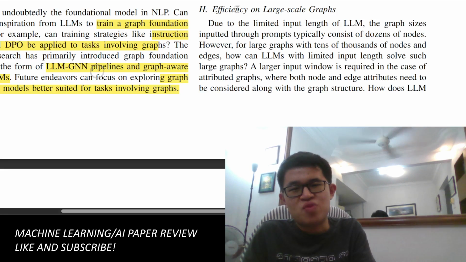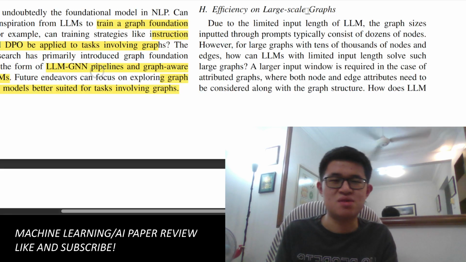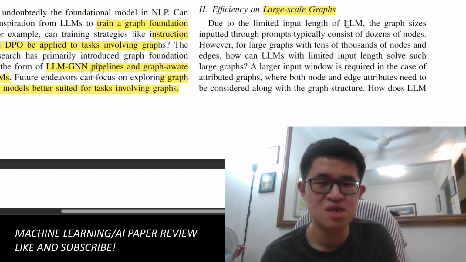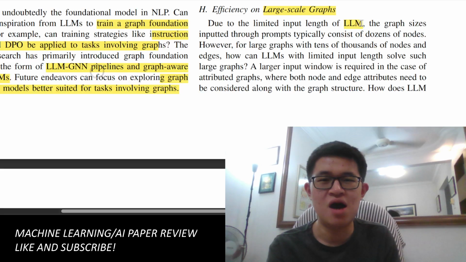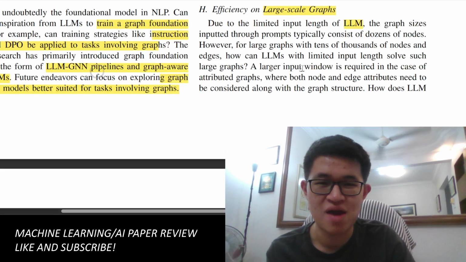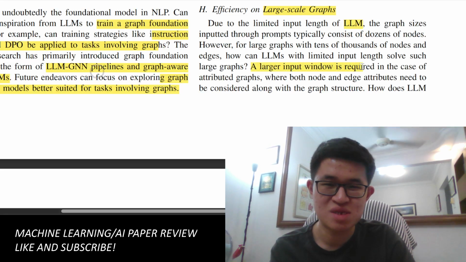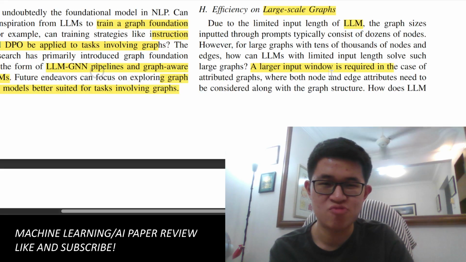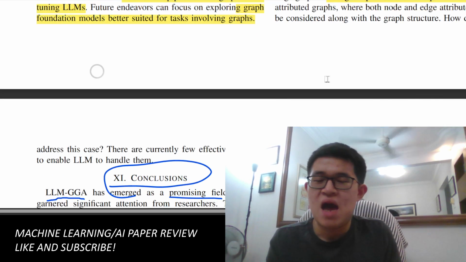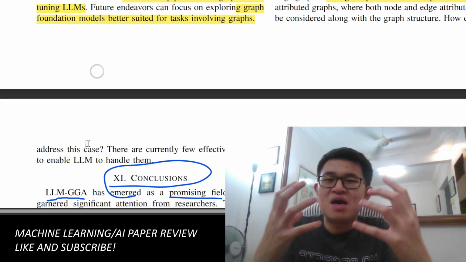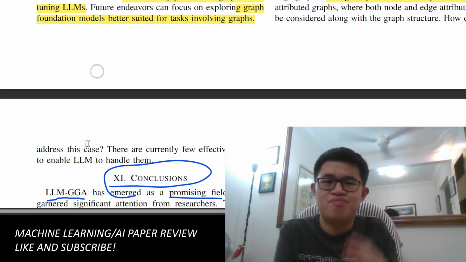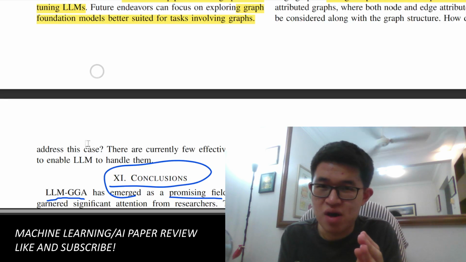Okay, next. Efficiency on large scale graphs. Okay, this is the one that I'm talking about here. So obviously, the larger the graph you have, the harder it is to use LLMs for large scale graphs, right? Like this passage says here, a larger input window is required for these large graphs, right? How do we even make them? How do we feed these large graphs into the LLM? I have no idea, right?